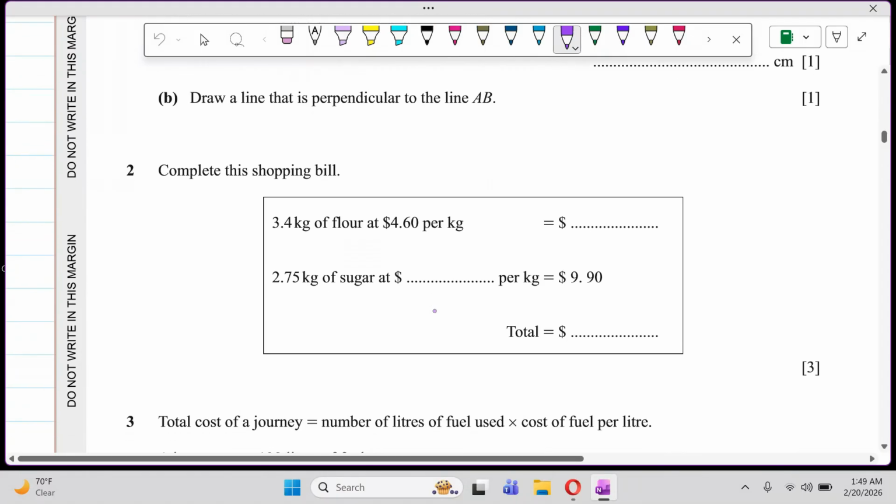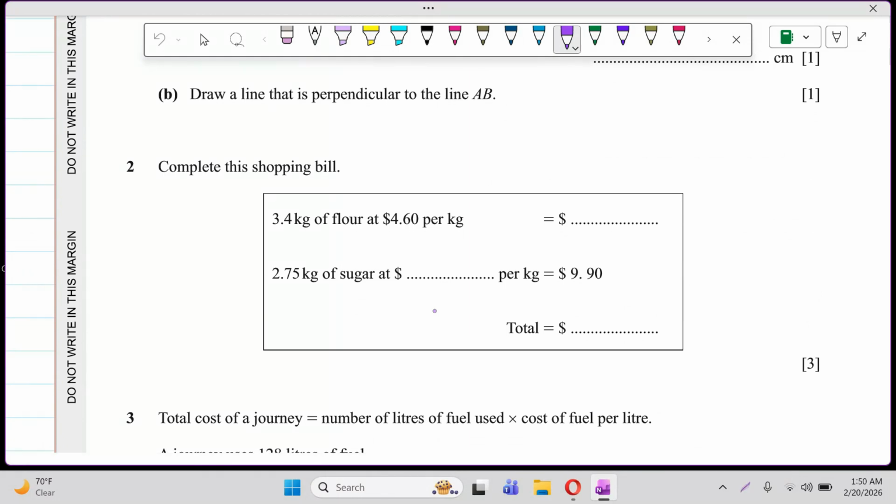Question number 2. Complete this shopping bill. 3.4 kilogram of flour at $4.6 per kilogram. It is given that 1 kilogram of flour is equal to $4.6. And the cost of 3.4 kilogram of flour is 3.4 times 4.6. When we multiply, we will get the cost of 3.4 kilogram of flour, which is $15.64.